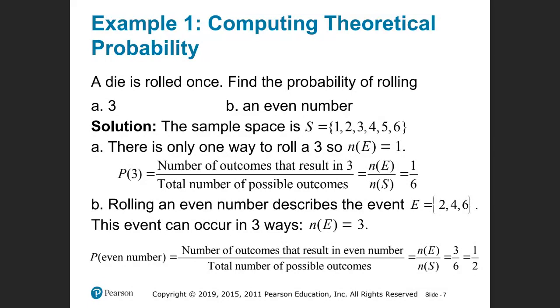For B, rolling an even number. Rolling an even number describes the event where E is equal to 2, 4, or 6. This event can occur 3 ways. So the number of outcomes that result in an even number divided by the total number of possible outcomes would be 3 over 6, which reduces to 1/2.